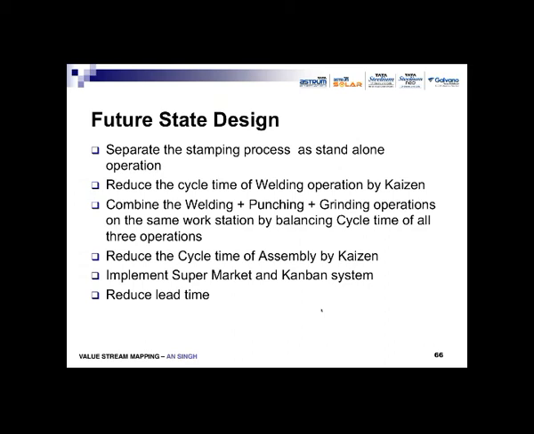Reduce the cycle time of welding operation by Kaizen. How can you reduce it? By applying the Kaizen technique or the A3 problem solving technique, that is Kaizen. Combine the welding, punching, grinding operations on the same workstation by balancing cycle time for all three operations. If you just combine them, all the inventory in between these operations is totally eliminated. Reduce the cycle time of assembly by Kaizen. Again, make some improvement in the process by the A3 problem solving methodology.